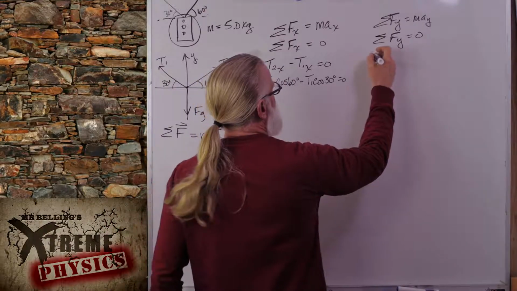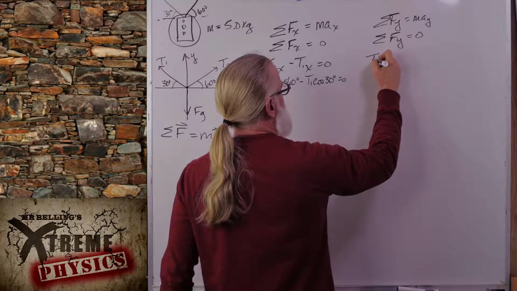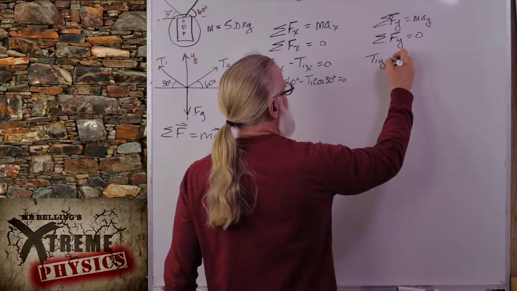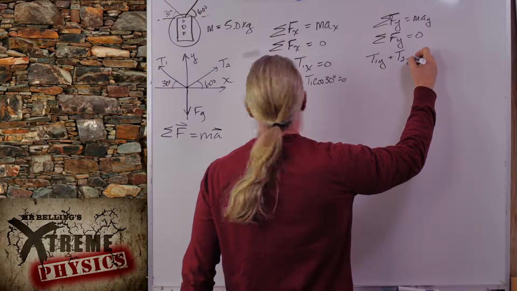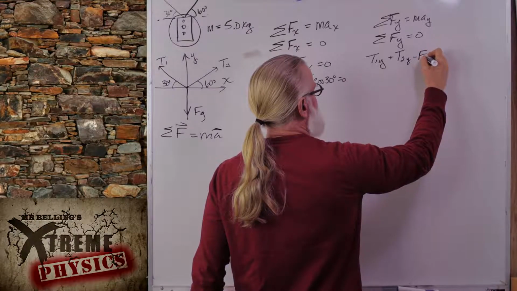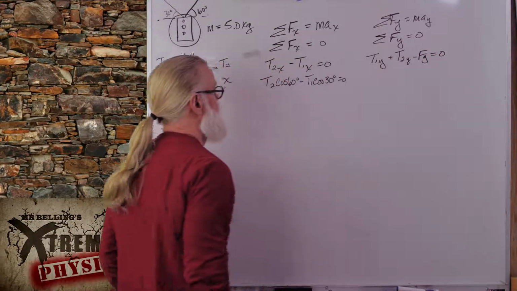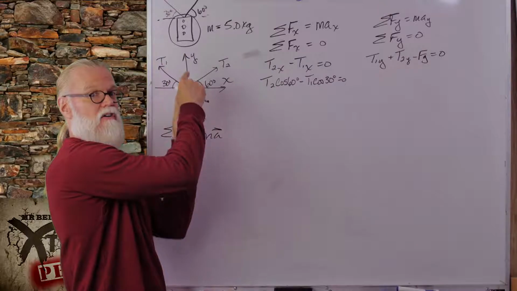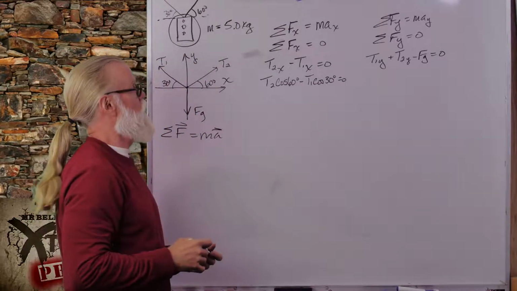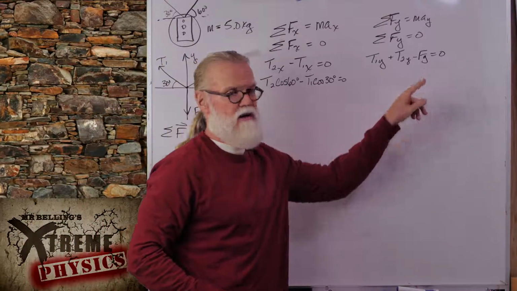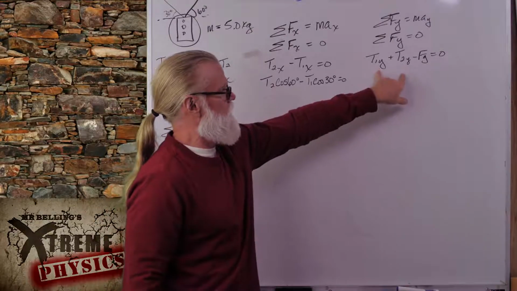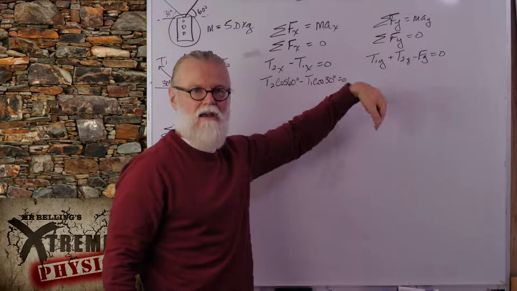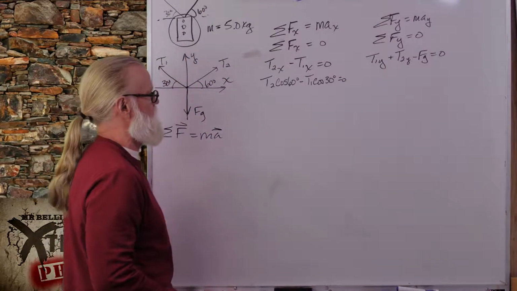In the y we have T1y positive plus T2y minus the weight equals 0. We have two upward forces and one downward force. We have three forces, 1, 2, 3 in the y direction, equals 0. Notice both of these are positive because they're up, and the weight of the object is down.